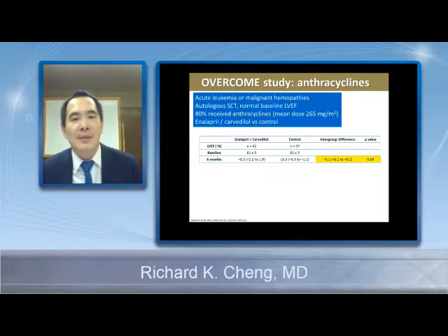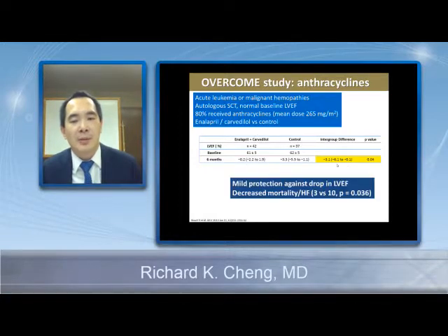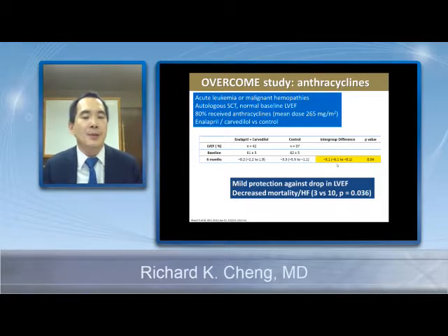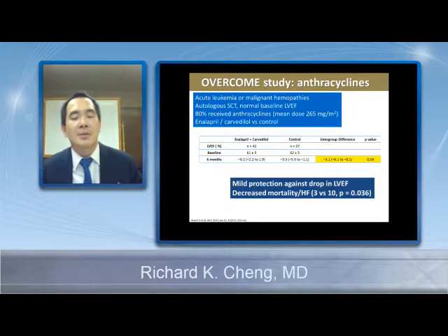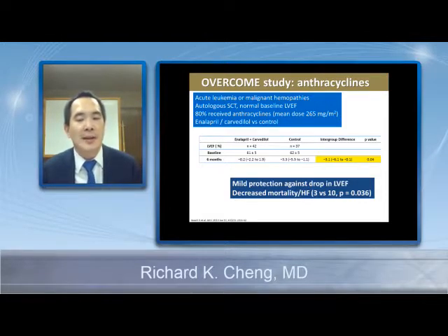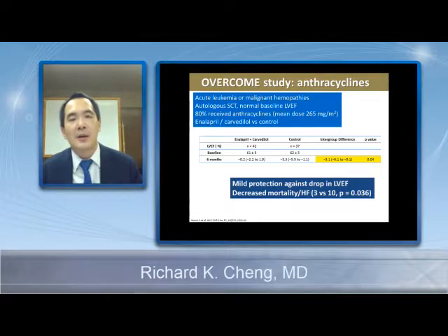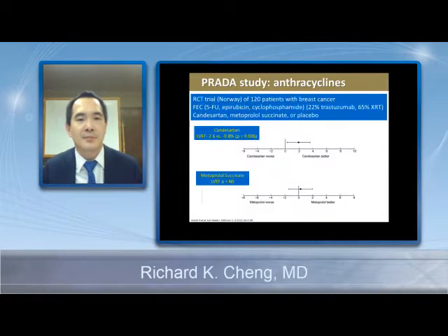This protection was relatively modest. In the control group, the drop in EF was about 3.3%. In the treatment arm, the drop in EF was 0.2%, so the change was about 3%. So there was this mild protection against drop in EF. This was statistically significant, but is it clinically relevant? They also did look at mortality and heart failure and showed that there was a statistically significant protection from mortality or heart failure. So this combination of ACE inhibitor and beta blocker will likely protect your patients against anthracycline exposure from a primary prevention perspective.